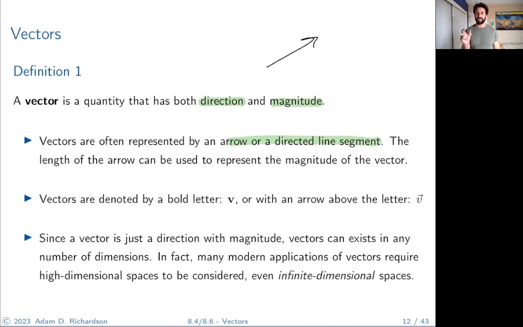And then what you can do is you can let the length actually represent how far you're supposed to go. We'll see that in the next slide. How do we denote these vectors? You can either denote vectors by a bold letter, just to distinguish them from scalars, which we're going to talk about next. Or, because it's hard to write bold when you're freehanding things, you can also just write it with an arrow above the letter.